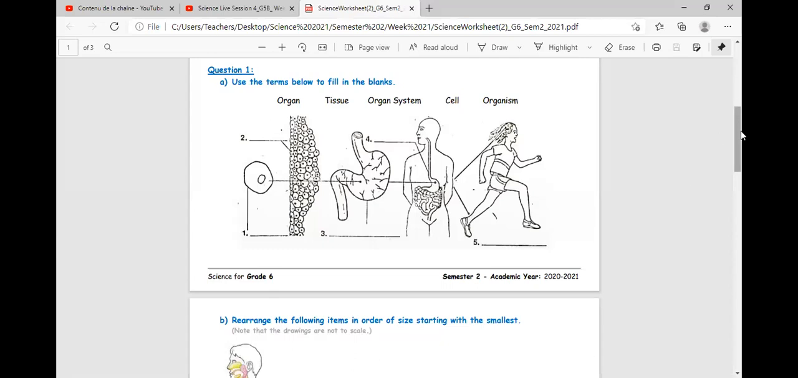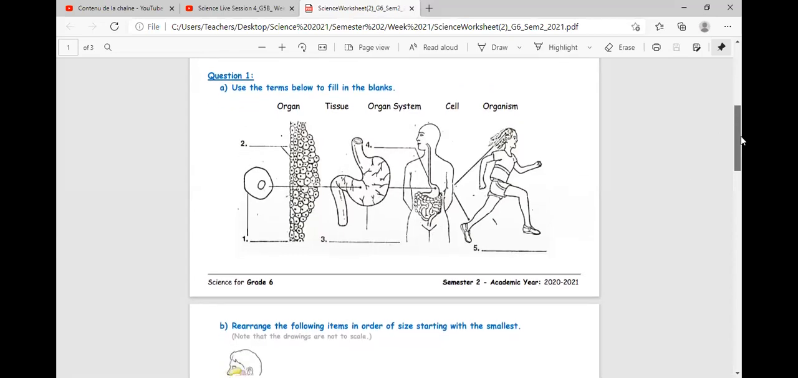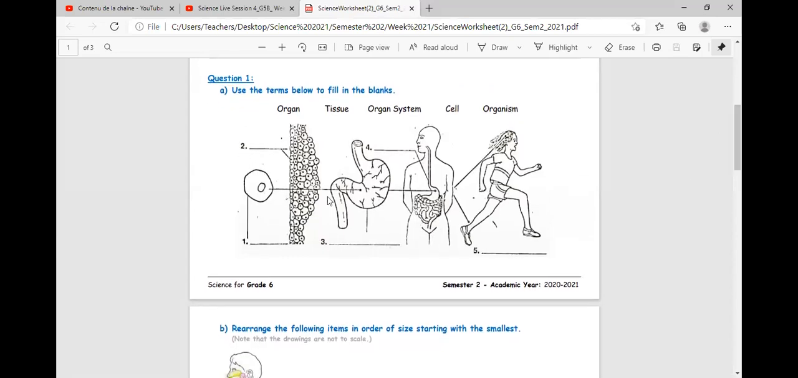Let's move now to the second worksheet that talks about levels of organization in the human body, which is very different from the first lesson. Our bodies are organized in a very good way. Use the terms below to fill in the blanks. We have to put them in order.